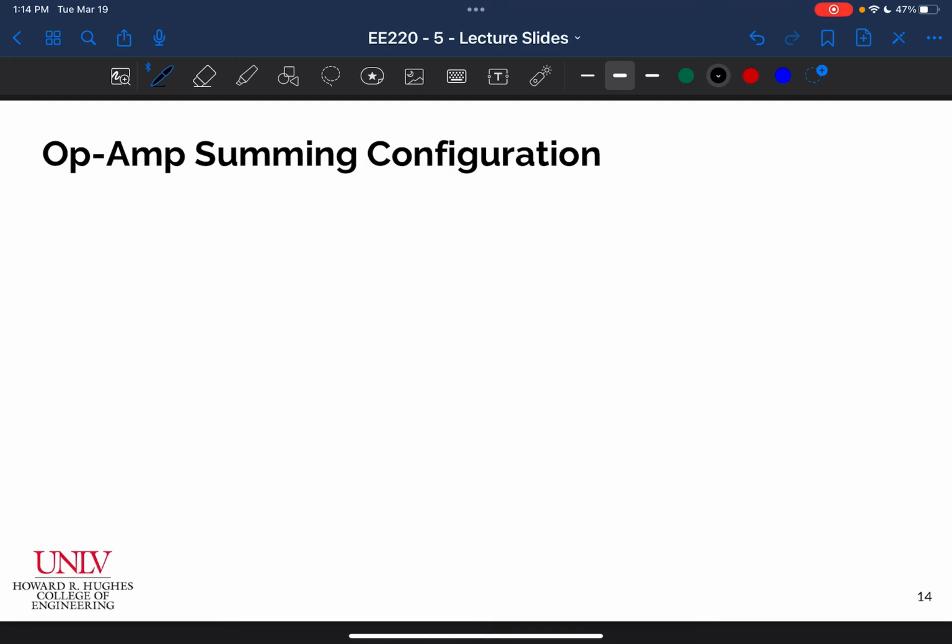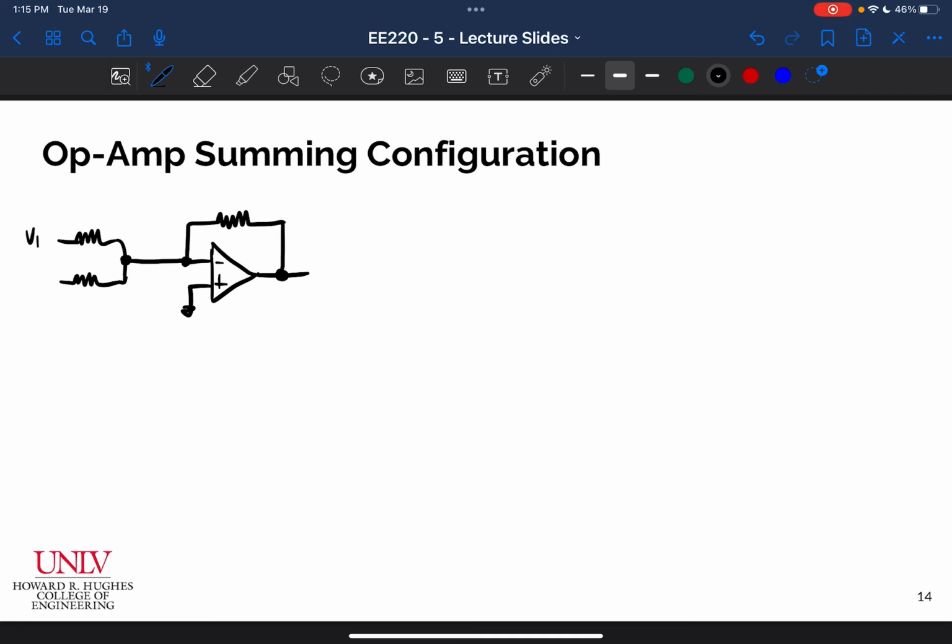All right, so let's take a look at how we can use an op amp to perform a sum on a couple of input signals. So I'm going to draw my circuit like this. I'm going to ground my plus input. I'm going to draw my feedback resistor right there. And then I'm going to draw two different resistors coming together into my minus terminal input.